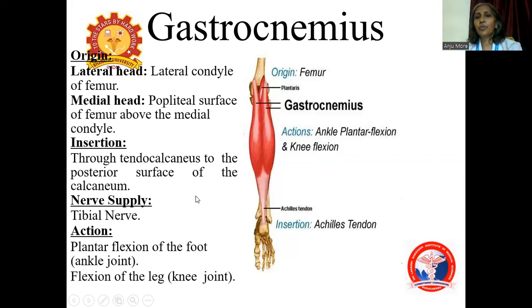The diagram shows the origin of lateral and medial head of gastrocnemius at the respective site, joining of the two heads to form the large muscle belly of the gastrocnemius, its formation of tendoachilles and its insertion at the posterior surface of calcaneum.